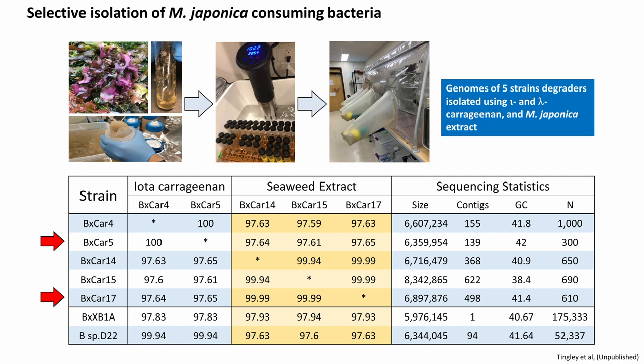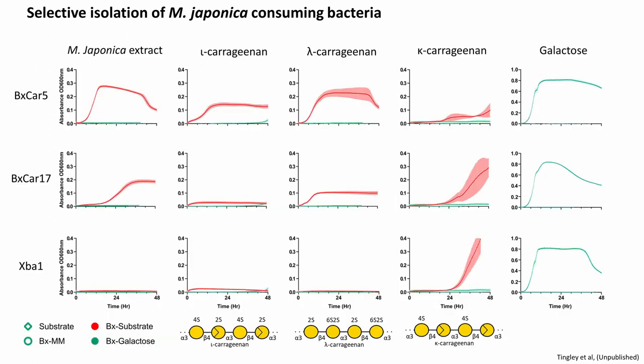And from these, there are two that we're going to talk more about in detail here. So these again were Bacteroides xylanosolvens. We called them CAR5 and CAR17, for carrageenan. So Jeff grew these on the different sugars that they were used to isolate. This is the extract again, and then different commercially available carrageenans. This is just a positive control they all do quite well on, and this is a negative control. This is a Bacteroides species that does not have this pathway.